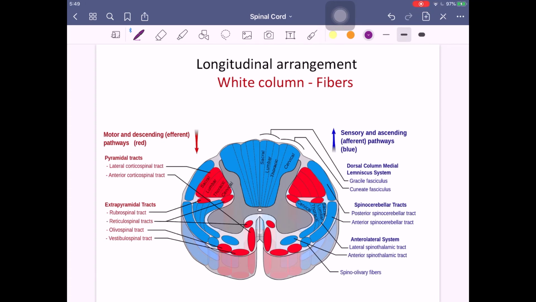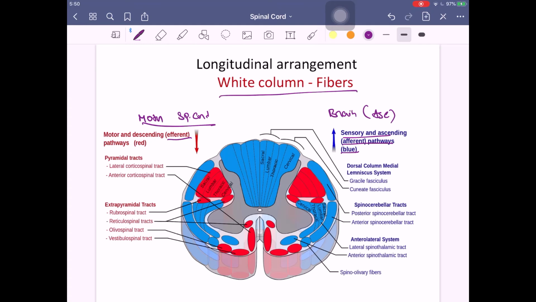So let us see. Again, you can see the longitudinal arrangement of gray and white matter. This is entirely white matter only, and I will show you the gray matter later. This is the white matter arrangement we are seeing, and here you can see each of these in a column. All the blue ones are your sensory, or afferent, going towards the brain. The red ones are efferent, or motor, coming from the brain towards the spinal cord. So these are your descending tracts on this side, and these are your ascending tracts on this side.